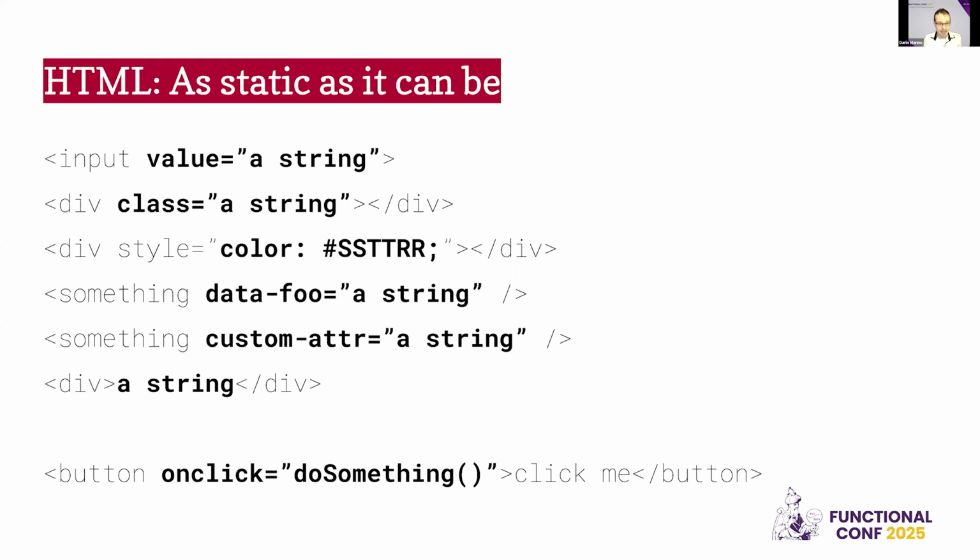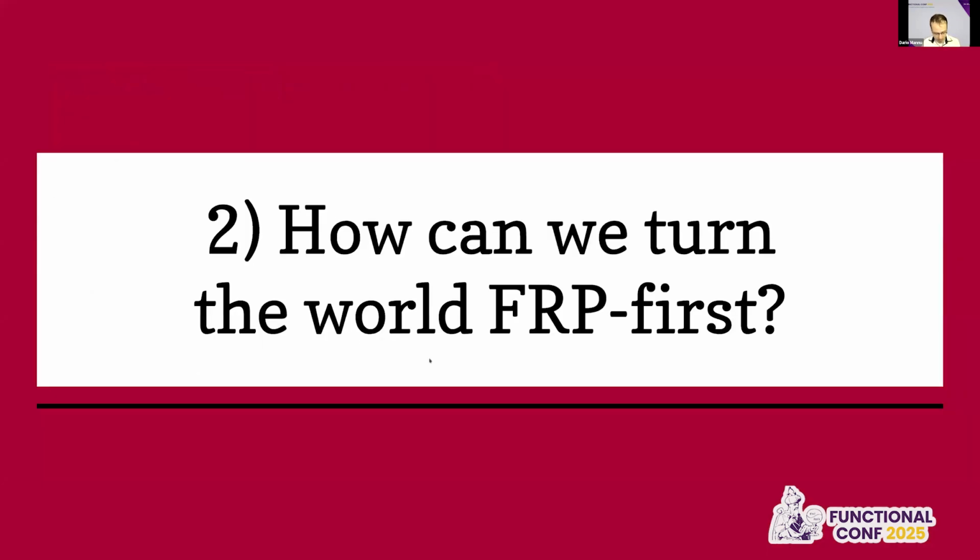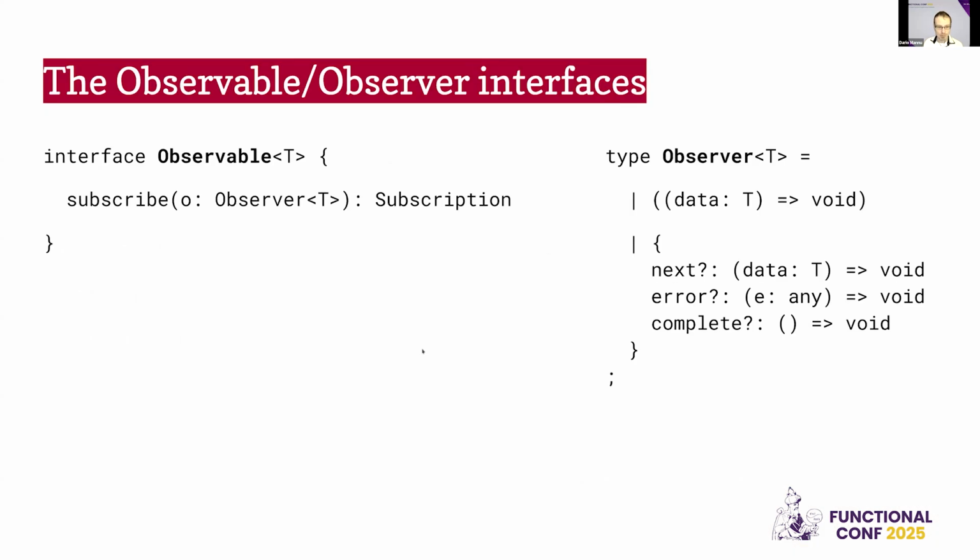So if you look at that, everything is a static string. An input with a value is a string, a class is a string, CSS color is a string, etc. So the only dynamic thing here in HTML is this on-click handler kind of thing, which has always been like that. You can add a function, but that's not really enough, I would say. Okay, so how can we change all this? Can we? I would say with these two guys, observable and observer interface.